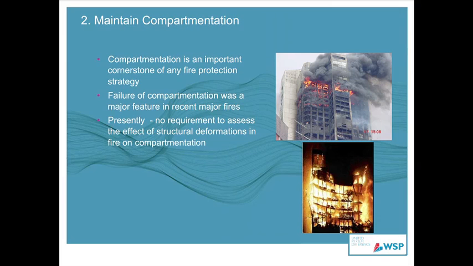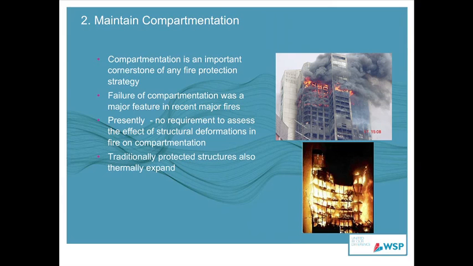But one of the key things in maintaining compartmentation is that for the deformations you get due to thermal expansion within the structure, there is no real requirement to understand what the effect of those deformations are on other elements of the compartment strategy. So things like fire stopping and partition walls around service risers. There are no real requirements at the moment to understand what deflections you're going to get around those areas, so that you can ensure that compartmentation stays in place if there was a severe fire in the building.